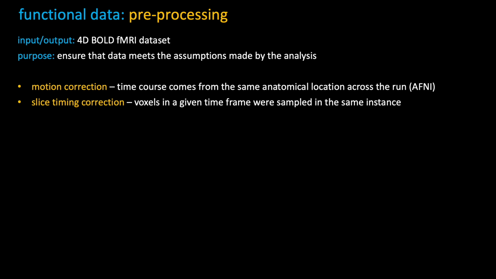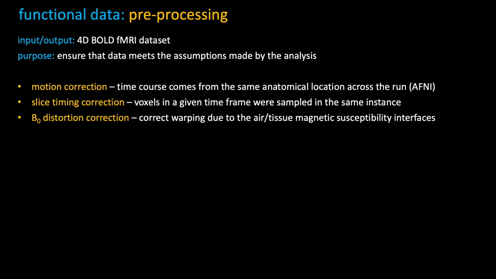We can also apply slice timing correction to ensure that a voxel in any given time frame will be sampled from the same instance. We can apply B0 distortion correction to correct for distortion effects. Again, make sure that there is a spatial consistency of the data. And finally, we can apply smoothing, and we'll talk about the smoothing quite a bit more in a few slides.